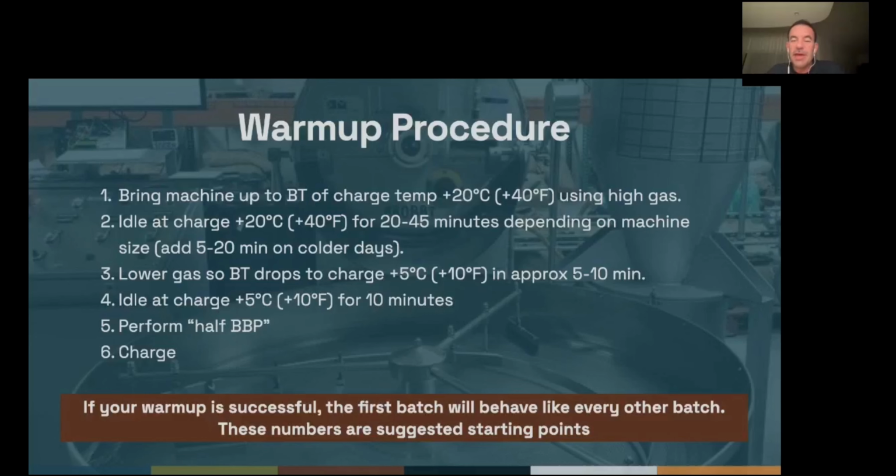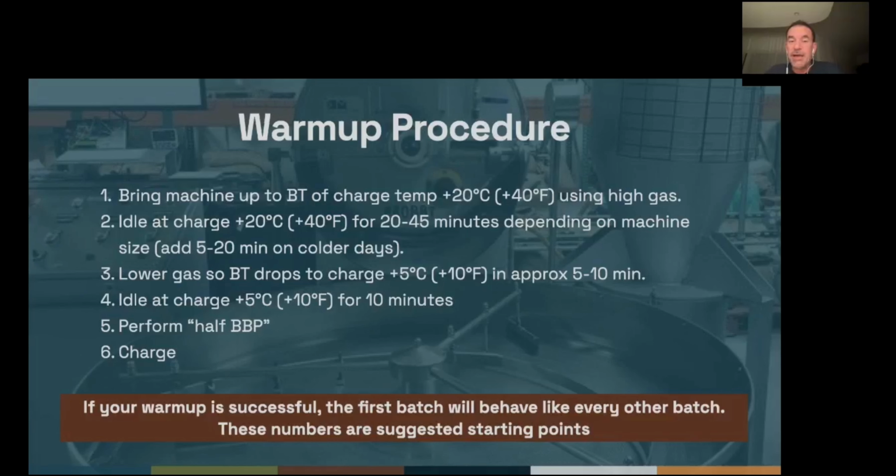Because if you were to just say, okay, I'm going to bring the machine up to 400 degrees Fahrenheit, I'm going to idle for a half hour, and then I'm going to charge, in almost every machine in the world, the machine will not be hot enough after such a warm-up. You have to go a little past your usual charge / end temperature to get the machine hot enough. So I would recommend, depending on the size of your machine, probably being about 20 to 25 degrees Celsius above your average charge or end temperature, and about 40 to 50 degrees Fahrenheit.